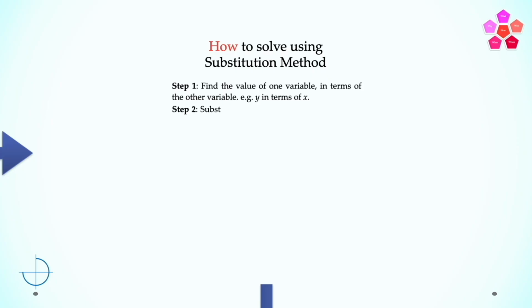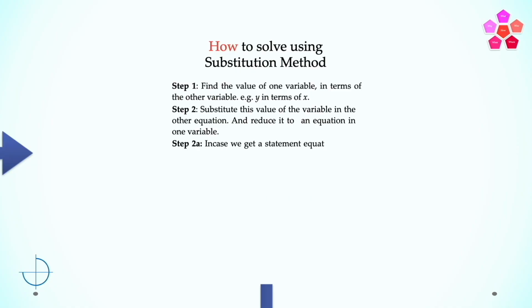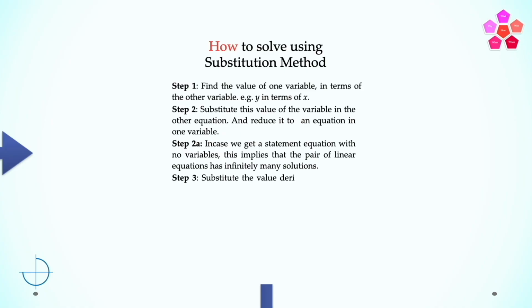Step 2. Substitute this value of the variable in the other equation and reduce it to an equation in one variable. Just to check, as a step 2a, in case we get a true statement with no variables, this implies that the pair of linear equations has infinitely many solutions. But generally, if we have consistent solutions, then we substitute the value derived in step 2 of the variable to obtain the value of the other variable.